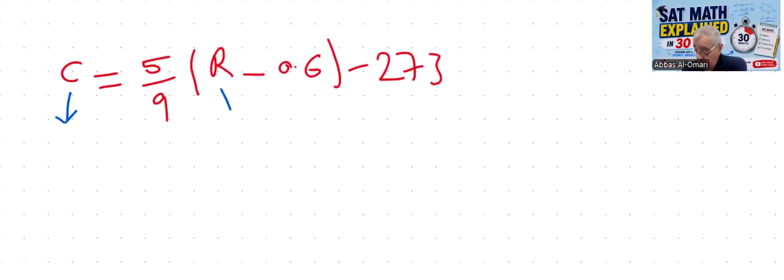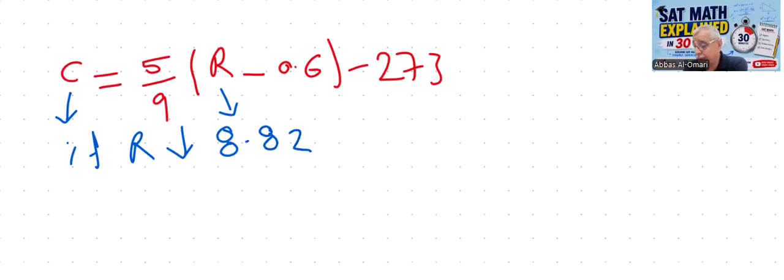Now the question is, what is the degree in C when R decreases by 8.82? Now if Rankine R goes down by 8.82 degrees, what will be the decrease in the temperature in C? How much? So this is the question. If the Rankine decreases by 8.82 degrees, how much will the temperature in Celsius decrease?